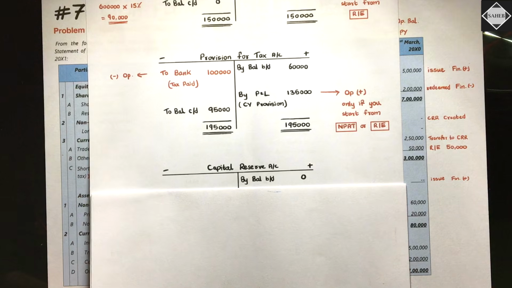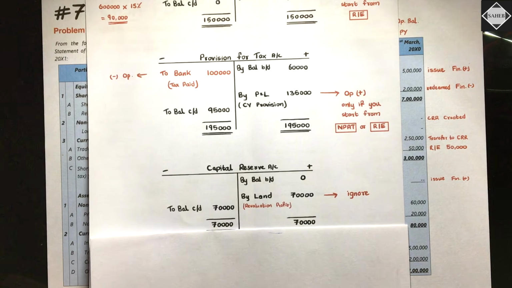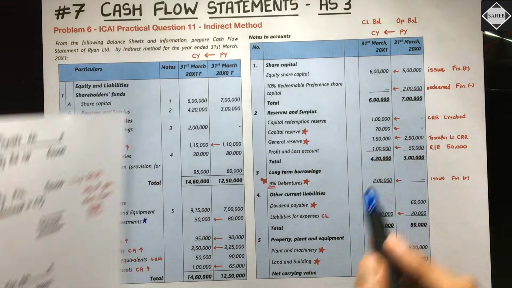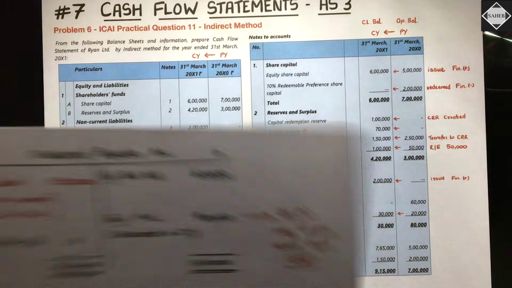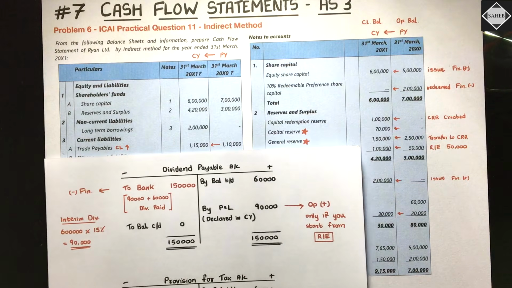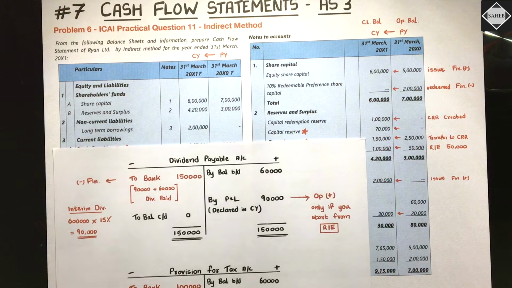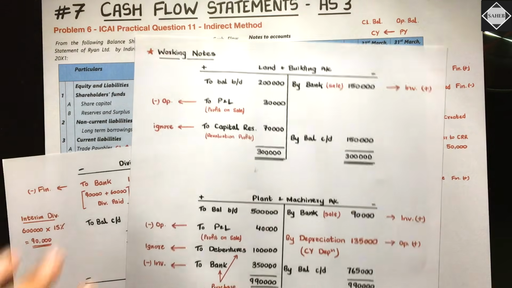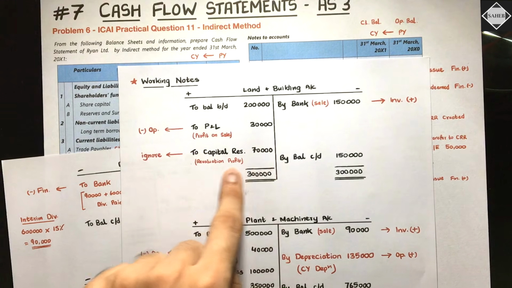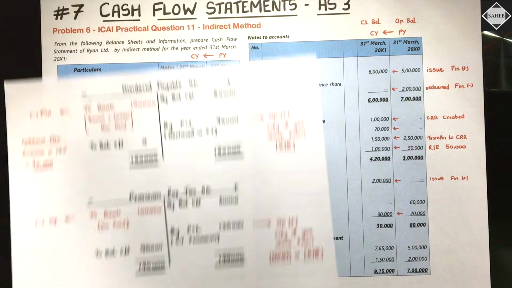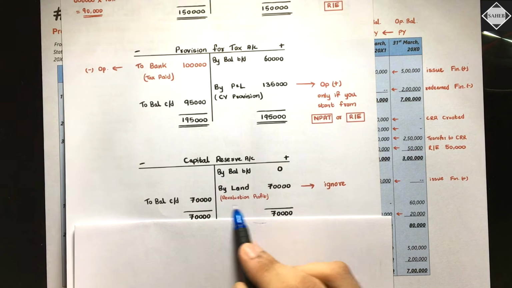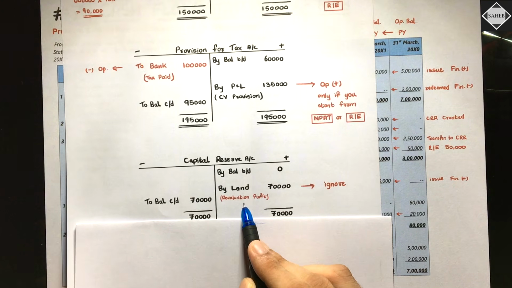So opening balance on the credit side, closing balance on the debit side. To balance, C by D, that is 70,000. What has happened? Just cross posting you will take. See here, in the land account, there is a cross posting. Here, 70,000. So this will be cross posted in the capital reserve by land. Capital reserve has increased because of the profit on revaluation of land, 70,000.